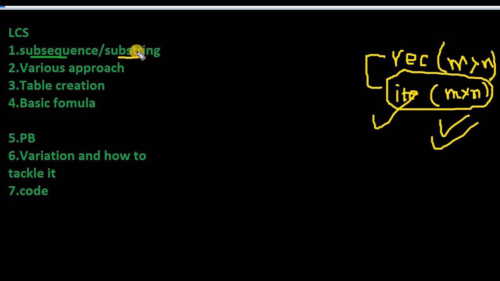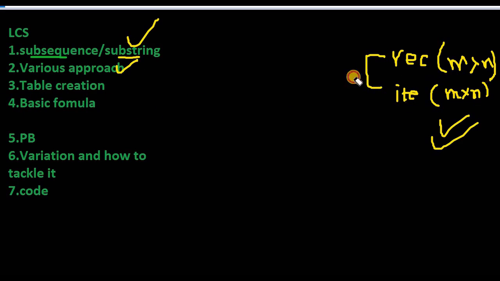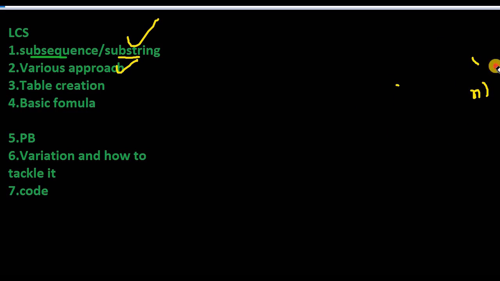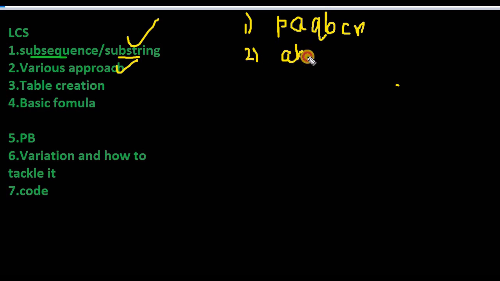So this thing is done, this thing is done. After that, table creation. So let's go to the problem so we can focus there. Let me take the same problem which we discussed, that was PQR, I guess. This is the first string, and the second string, let's call it ABC, because at the end of the day we have to solve the problem, not go in depth with the LCS.